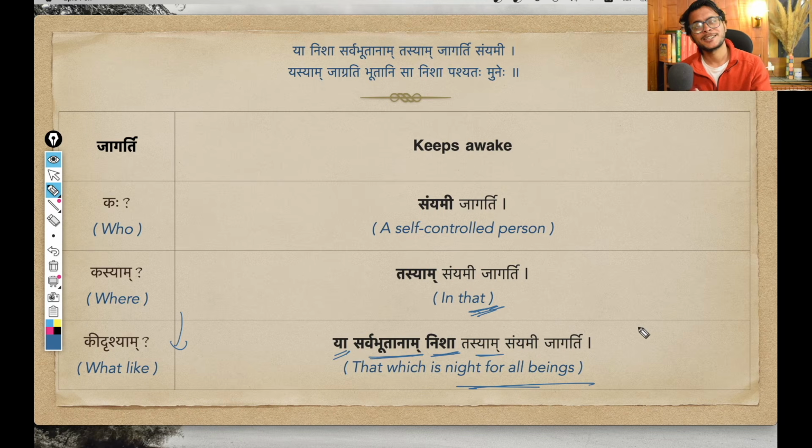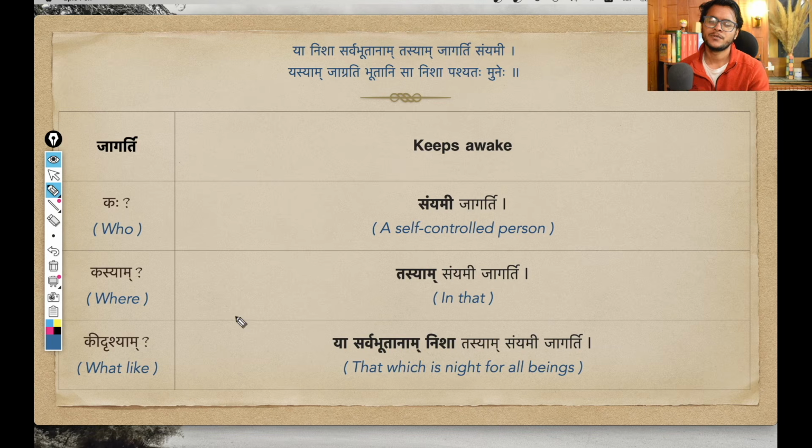So basically, Krishna is saying that which is considered night by all the common people, all the average people like us, in that night, in that nisha, a yogi person keeps awake. Okay, so this nisha is not the literal night of day and night. This nisha is obviously symbolic for something more profound. What is that? We'll talk about it at the end of the video. First, let us understand the structure of the shloka.